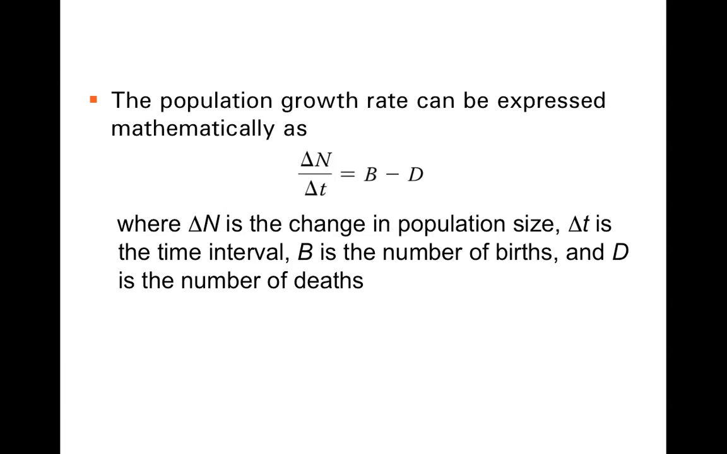So as the population grows, we can express the change in the size of the population in a certain unit of time, and the change in time, say 1 year. After 1 year, the change, the delta in a population, is going to be the number of births minus the number of deaths.